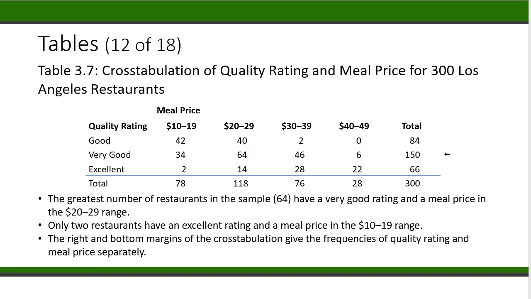Additionally, this is showing us that we have 84 restaurants that have a good rating, 150 have a very good rating, and 66 which have an excellent rating. That's where we get this 300 from. Then we can break it down by meal price, and again, this is all going to add up to 300.